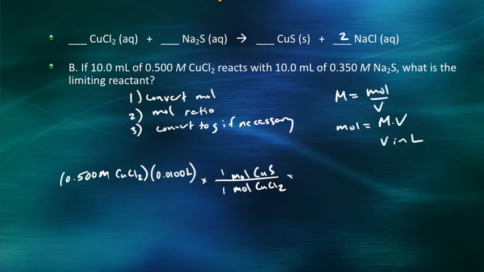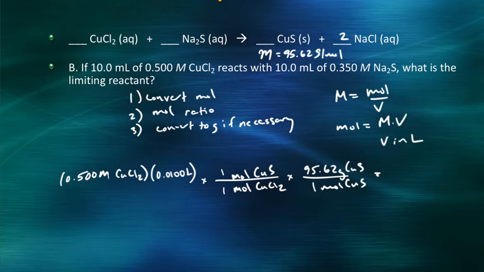And the last thing to do here is to convert to grams if necessary. Well, part C asks what's the mass of CuS, so we are going to need to convert this to grams. So we need to multiply times the molar mass of CuS. I'll put that up here. Molar mass is 95.62. So 95.62 grams of CuS for every 1 mole of CuS.